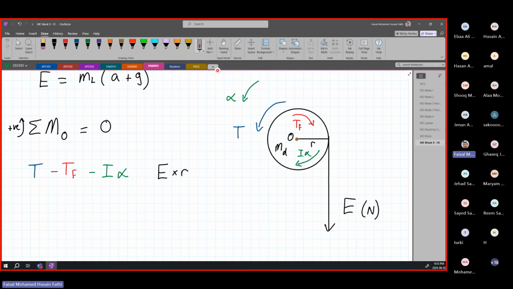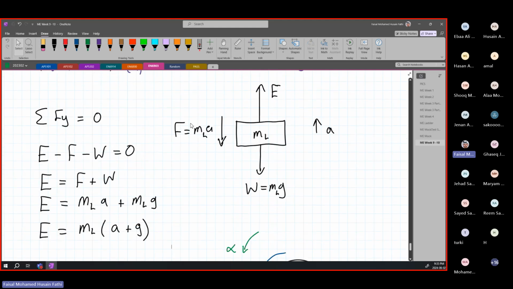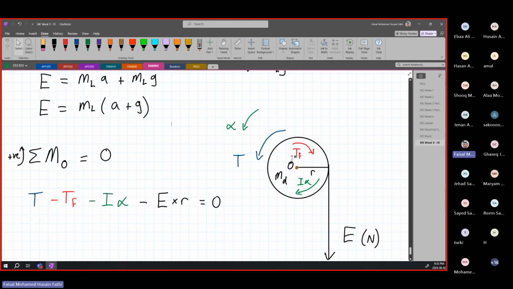And what is the direction? So this is going into this direction, which is the clockwise direction, okay? Meaning it is a negative value as well, which is equal to 0. And remember, E is basically what we have already assigned over here, which is the mass times A plus G, which we have derived from our equation for a free body diagram for the load.